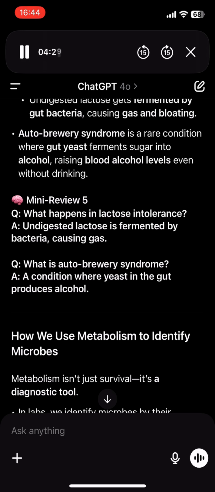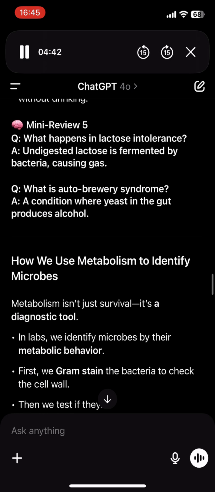Mini review 5. Q. What happens in lactose intolerance? A. Undigested lactose is fermented by bacteria, causing gas. Q. What is autobrewery syndrome? A. A condition where yeast in the gut produces alcohol.